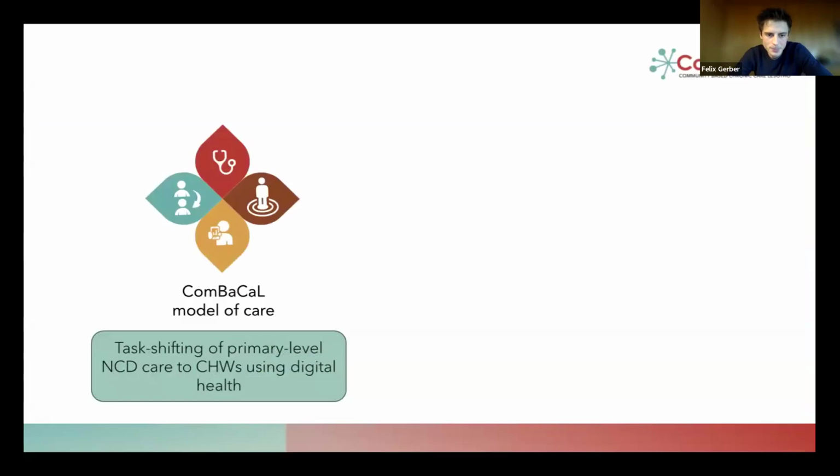Now, as you all know, all over the world, also in Lesotho, the prevalence of chronic conditions or non-communicable diseases such as diabetes and hypertension is increasing. Because so far there is no care available for these conditions at the community level, we came up with the Combacol model of care, as we called it, that has as a cornerstone the task shifting of primary level NCD care to community health workers. And we did this using CHT, which is why we are here today.